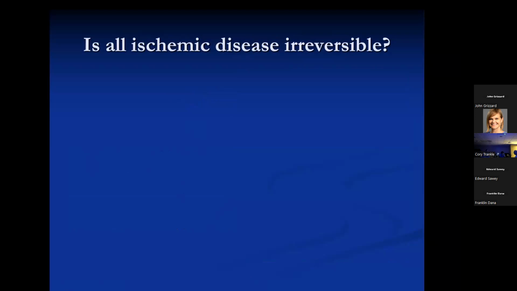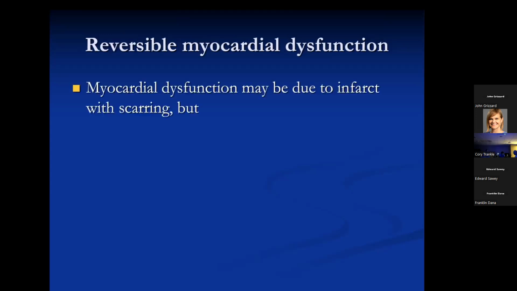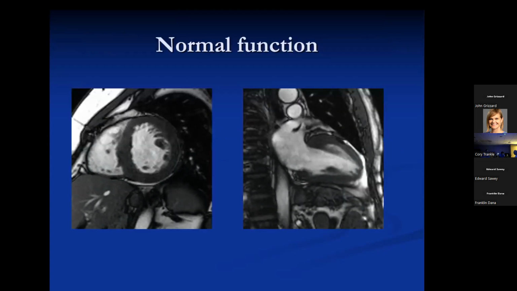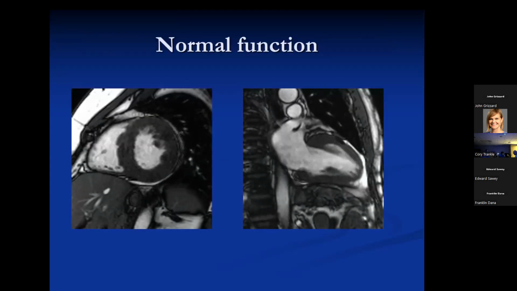Okay, lastly, I think it's important to realize that to some extent the idea of developing the delayed enhancement sequences was so that you could depict small areas of infarction. And as Bob Judd said, they didn't know exactly what it would be useful for, but they figured it had to be useful for something, right? So myocardial dysfunction can be due to infarcts with scarring, but it can also be due to hibernation, for instance, where you get a state of myocardial downregulation that occurs in response to chronic ischemia, and it can be reversed, right? So here's what normal function looks like, right?